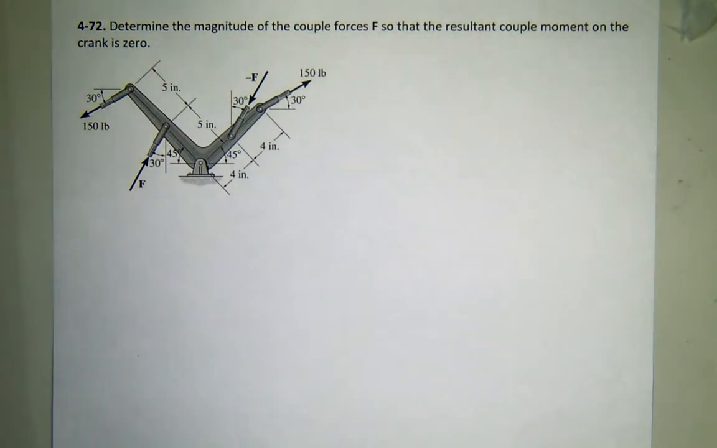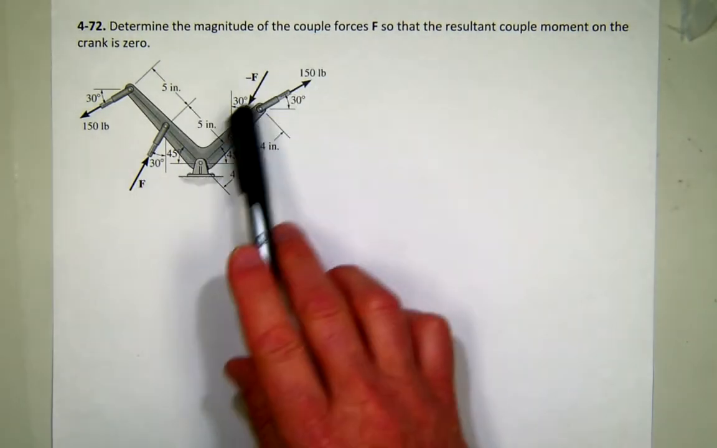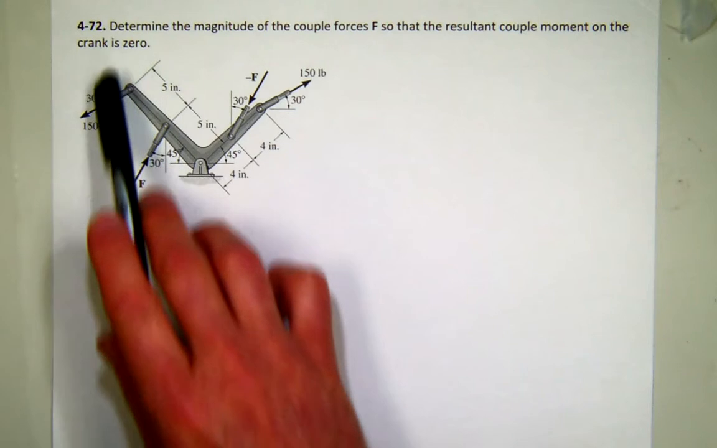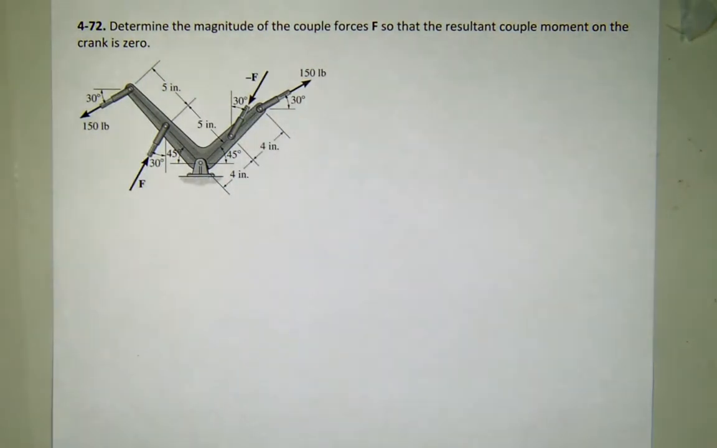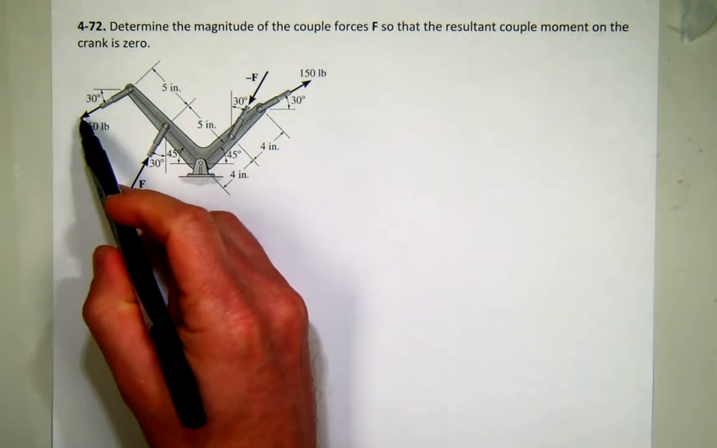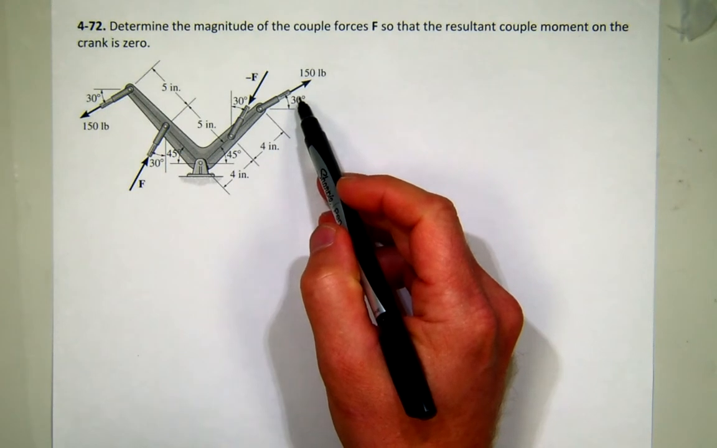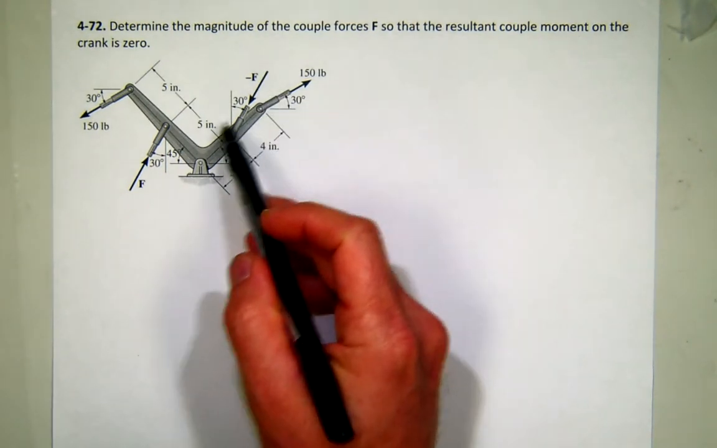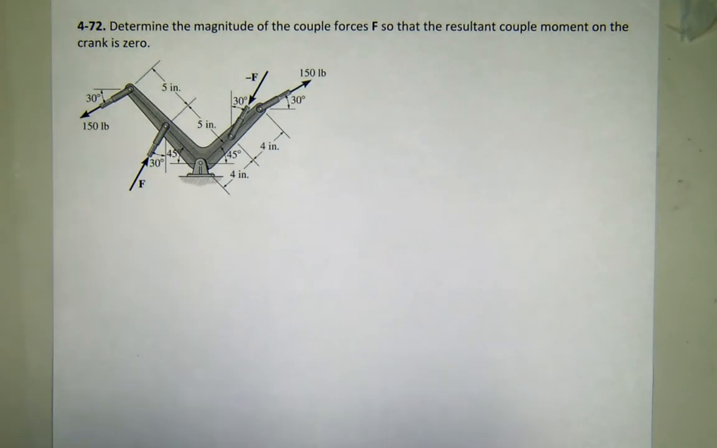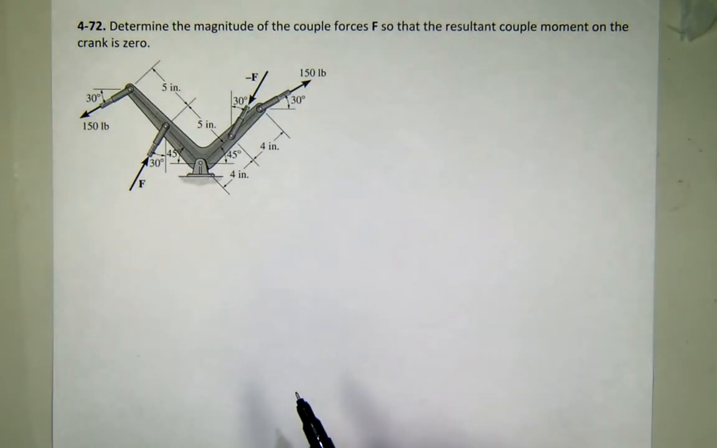Okay, let's take a look at this problem. It says determine the magnitude of the couple force F so that the resultant couple on this whole crank system is 0. So what do we want to do? If I can first establish the moment produced by this couple, the 150, and then add it to the moment created by this force couple F, set them equal to 0, solve for F. Everybody see the strategy?